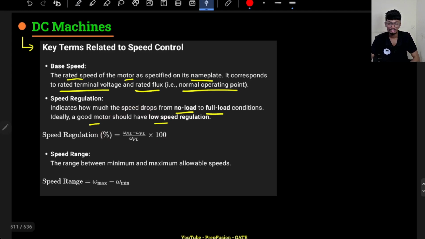And what is the speed range? Speed range is the range between the minimum and maximum allowable speeds. That is what the speed range is equal to: omega max minus omega min. So these are the three terms that you must know and understand.